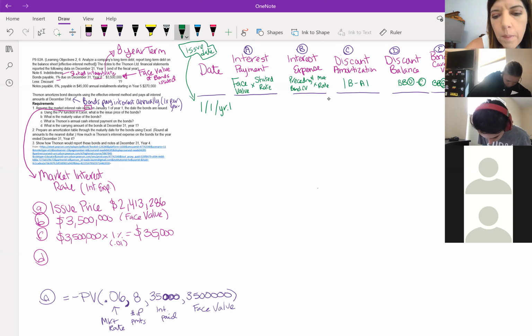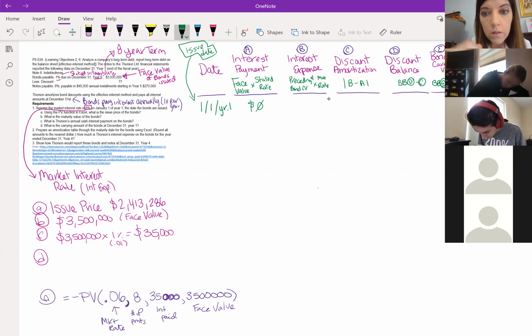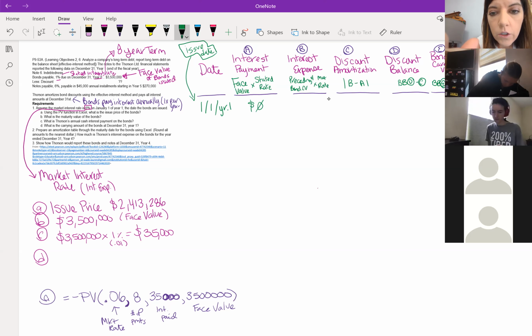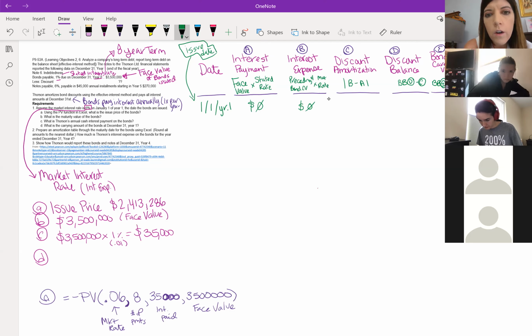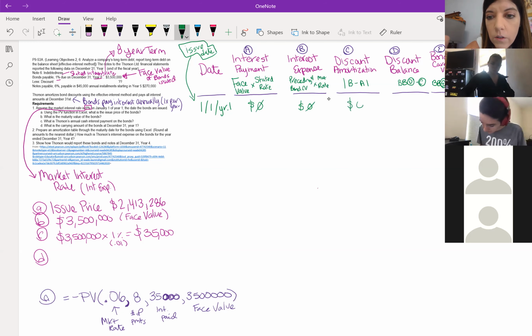On the issue date, do we pay any interest? Never. So your answer is 0. I'm not sure if they have you leave it blank or if you put 0, but on my answer key, it's showing up as a blank number. For interest expense, that's why I want you to practice them to make sure. If we don't have any interest that we're paying, we're not incurring any interest on the issue date, so it's also 0 or blank. If we don't incur interest or pay interest, we have nothing to amortize, so that's 0.